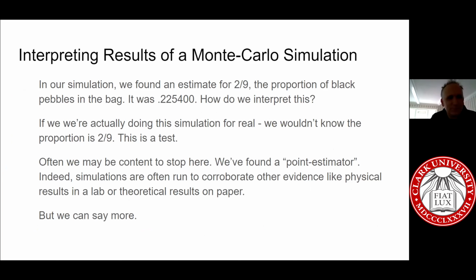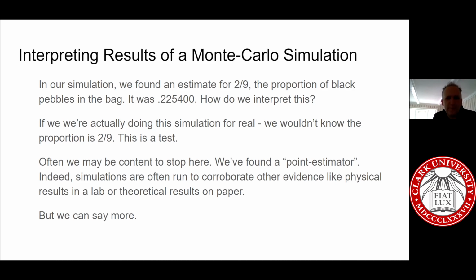All right, so in our simulation, we found an estimate for 2/9, and we had 0.2254, which was just the last one, the last average. How do we interpret this really though? Suppose we're getting something that we really don't know what it is, and we get this number. What do we make of it? Do we just say this is the number? A lot of people do that.